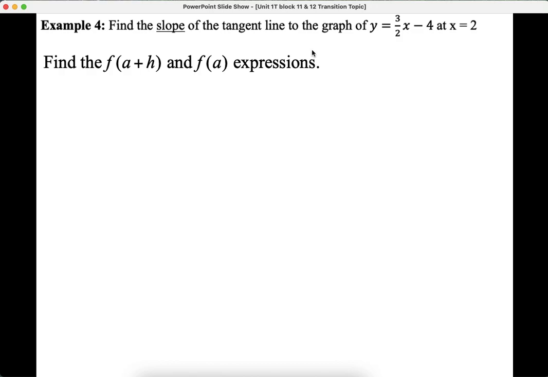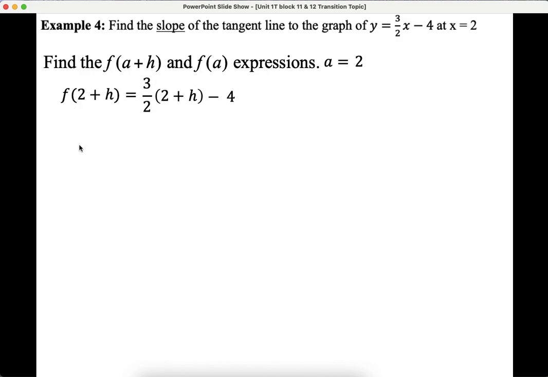I need f of a plus h. So looking at this question, what is a? Think about that for a second. Okay, if you said a is 2, you are correct, right? That's the point that we are concerned about. And so f of 2 plus h then is plugging 2 in right here. So 3/2 times 2 is 3, right? Plus h, 3/2 times the quantity 2 plus h minus 4.